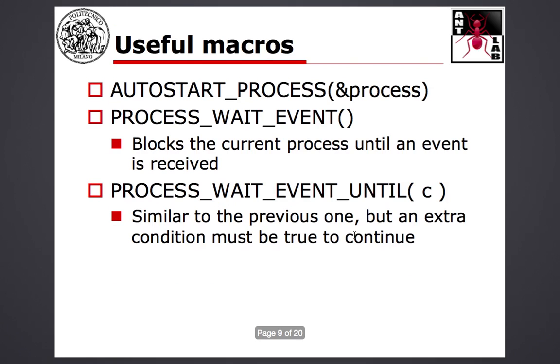We will see now some examples. You have other macros, for example, the auto start process, which tells the Contiki core system which process starts at the beginning of the application. It can be one, it can be more. And then inside each thread, to control the workflow, you have macros like process wait. These macros will block your process and wake it again when something happens.